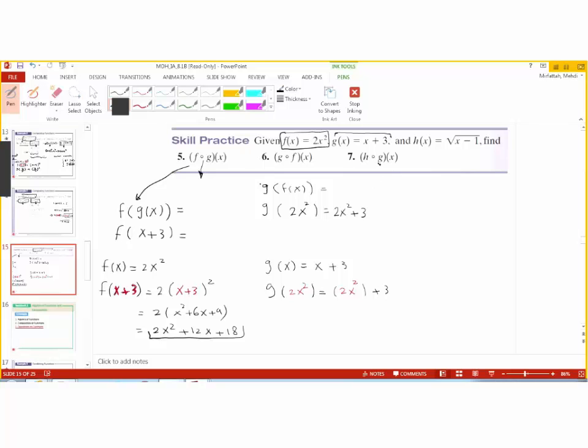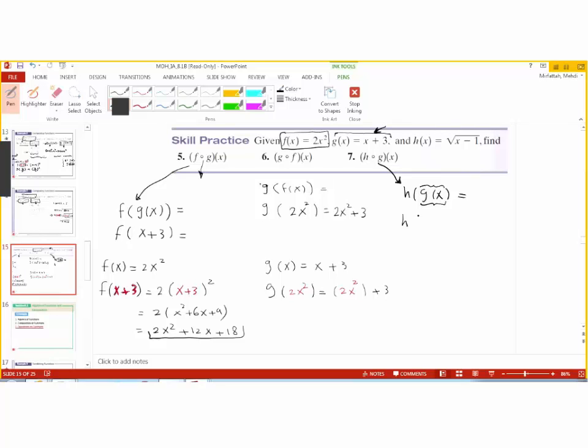Number 7. Tell me, what do you do first? H composed G of X is equal to H of G of X. Very good. Okay. Alright, now we're going to look at what H is. H is the square root of X minus 1. Okay, wait a minute. You want to know what G is, right? Not H. Because you say H of G of X. You care about what's inside the parentheses first, right? You look for G of X, right? Not H. Because what's inside is G of X, right? Forget about the H for a second.